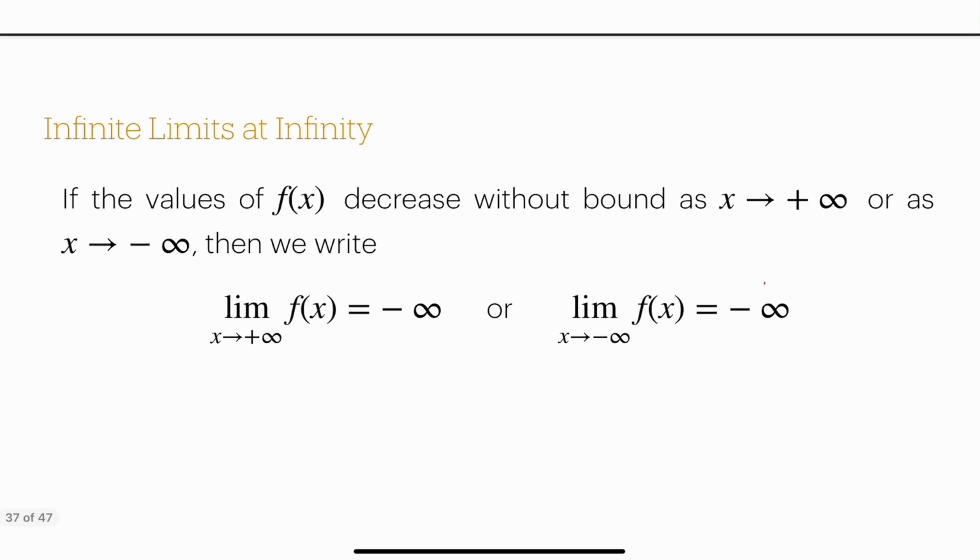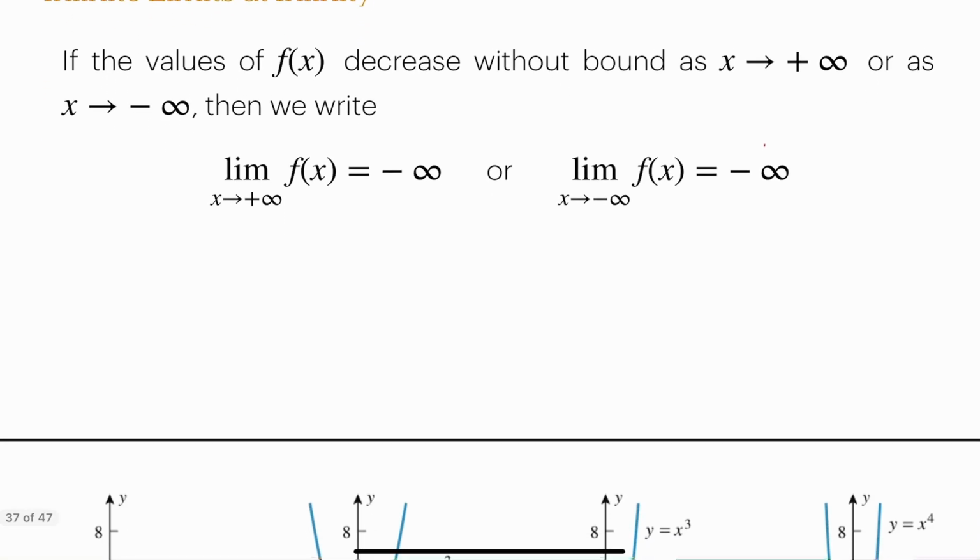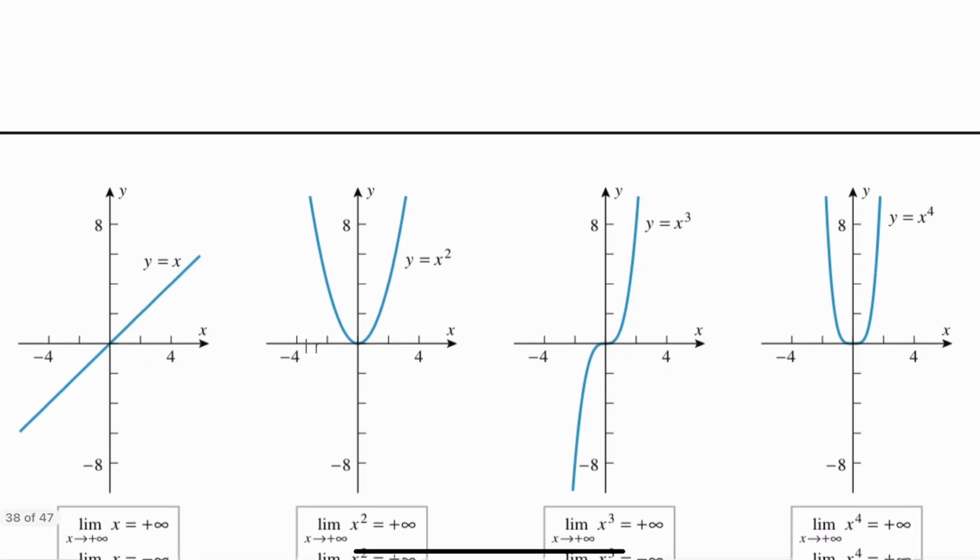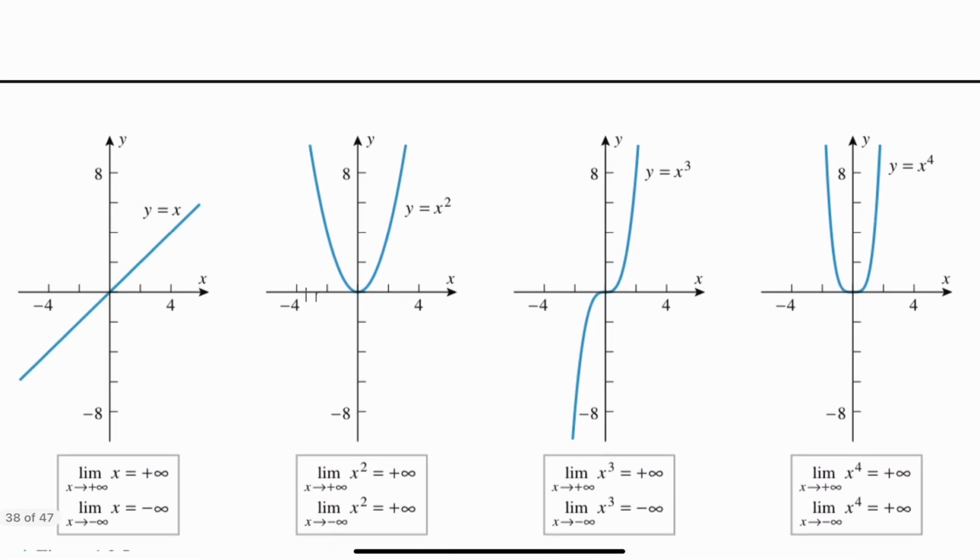So we have here illustrations of the end behavior of different polynomials in the form x to the power of n. In the first example here, n is equal to 1, then n is equal to 2, n is equal to 3, and n is equal to 4.